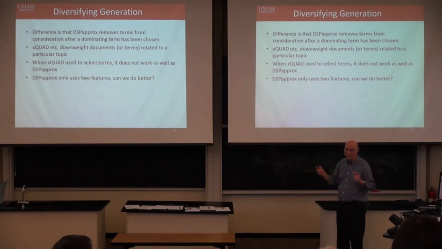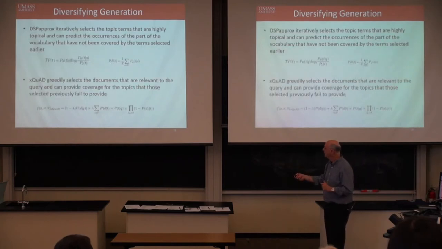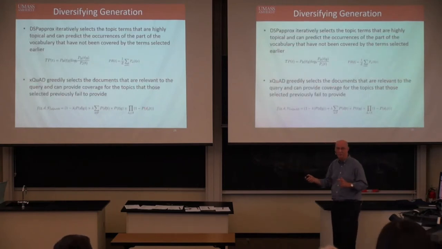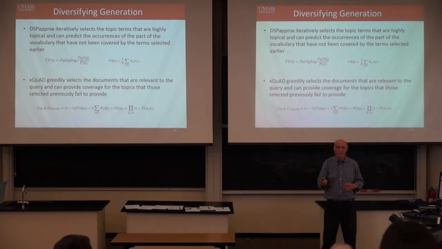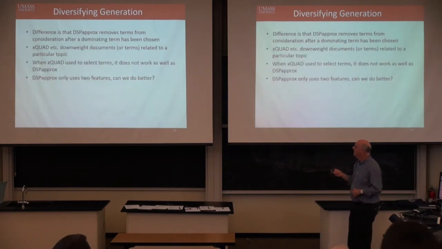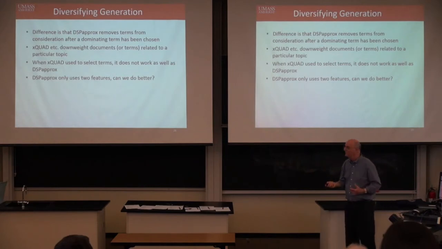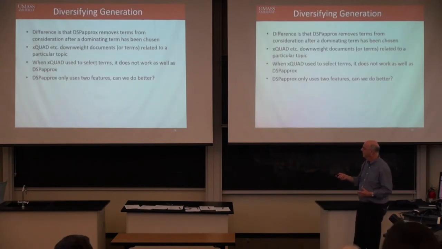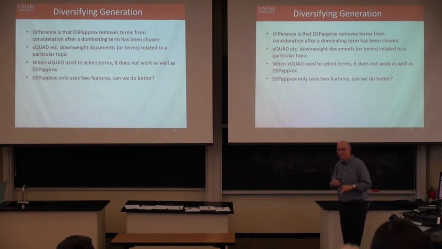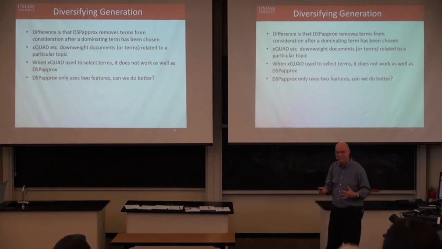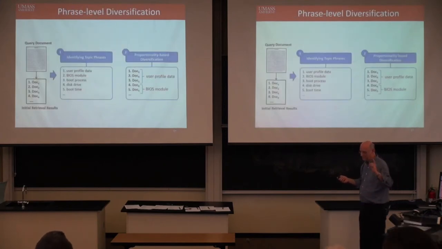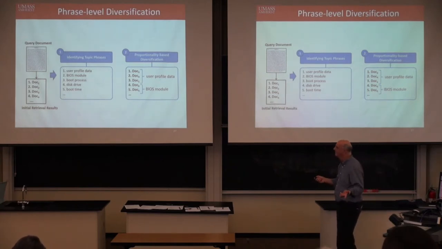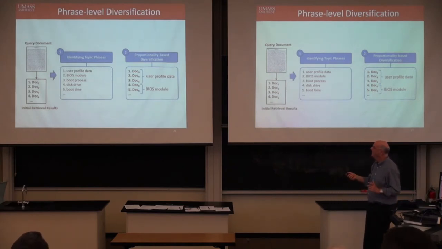In fact, if we put more drastic forms of discounting into this formula, that's one form of discounting, then the performance gets a lot closer to DSP and Prox. So there's some relationship there, but it doesn't transform that easily. DSP and Prox only uses two features. As I said, there's no reason to believe it's the be-all and end-all of summarization, so can we do better than that? We tried a lot of things in the TREC context and haven't done better than that yet. I'm still waiting for somebody to do better than that.